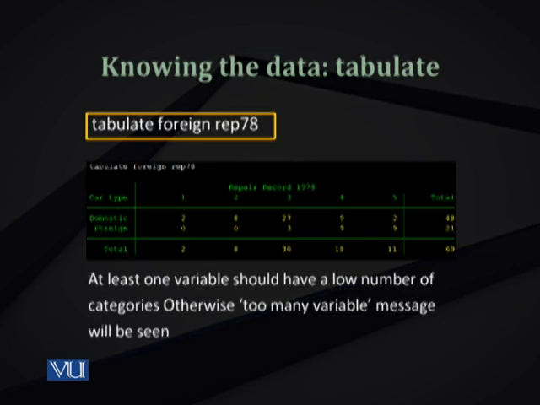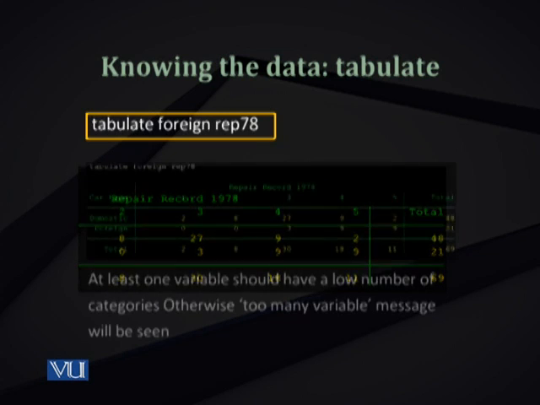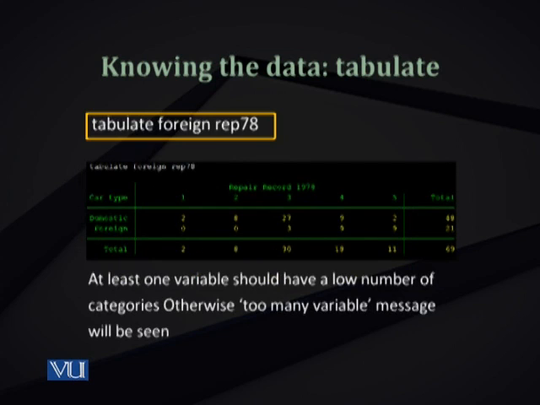So in fact these numbers 2, 8, 0, 27, 9, these are frequencies or the number of observations that lie in a specific category. So in total you have 48 domestic and 21 foreign cars. In total you have 69 cars, and repair record of 1978 is from 1 to 5. For example, if I look under 5 and in front of foreign, the number is 9. So you have 9 imported or foreign cars that were repaired 5 times in 1978. So you have a total as well.